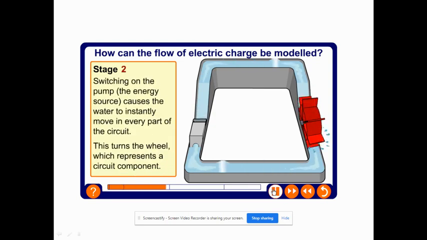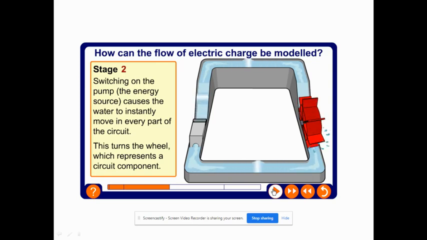Then when we turn on the pump, the pump is a source of energy. That could be a battery or a source of electricity. This causes the water to start moving. Remember the water represents charge. When it starts moving, that flow of water represents the flow of current. So current is what flows around a circuit. It's what moves around.